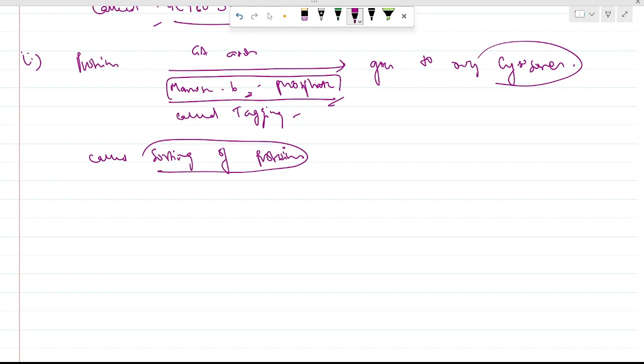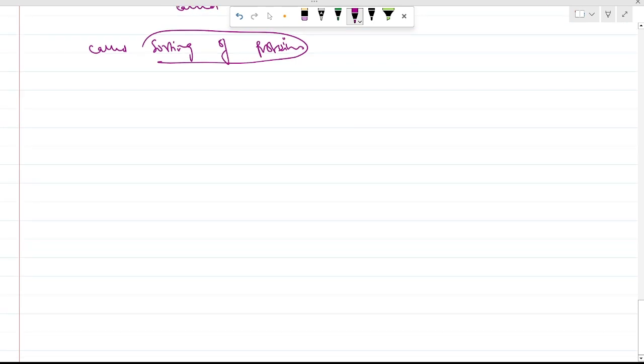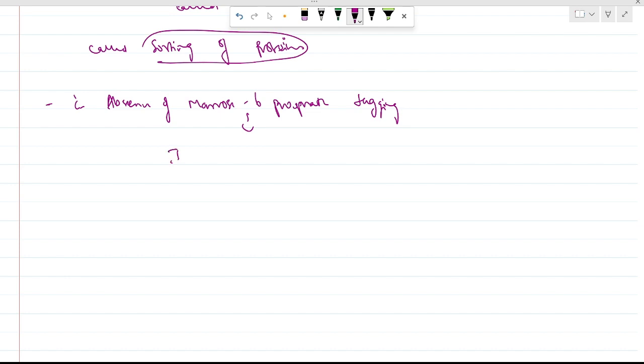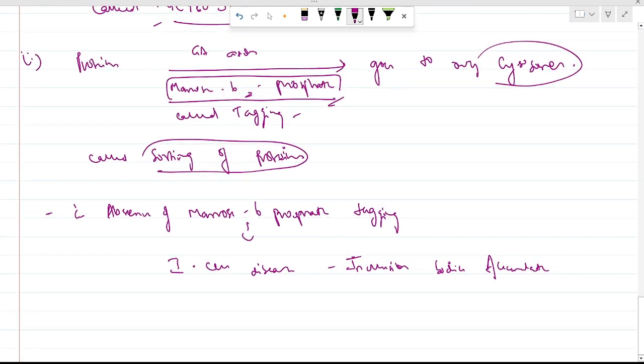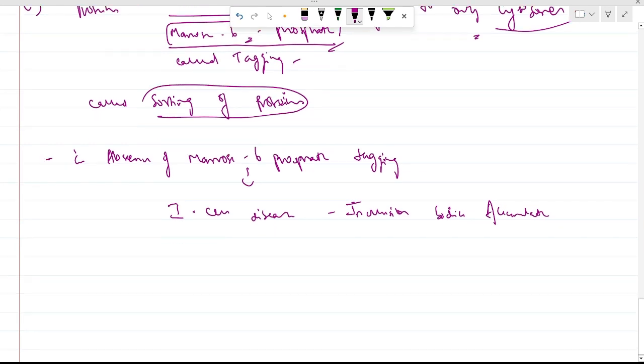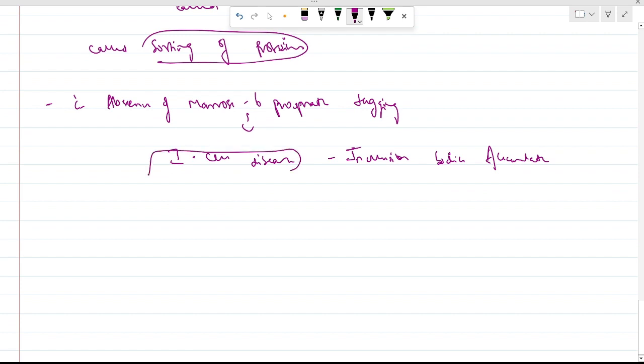And in lysosomes we know that destruction of molecules takes place. So in the absence of mannose 6-phosphate tagging, there occurs I-cell disease. In this disease, the inclusion bodies accumulate, which can be toxic. So this mannose 6-phosphate tagging leads to destruction of molecules in lysosomes, but in its absence there occurs I-cell disease, and the inclusion bodies accumulate, which can be toxic.